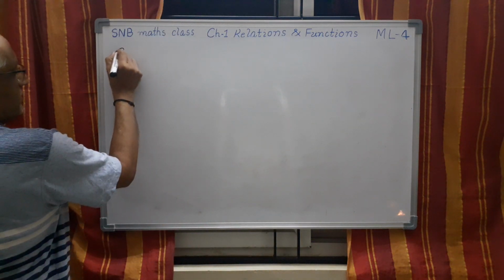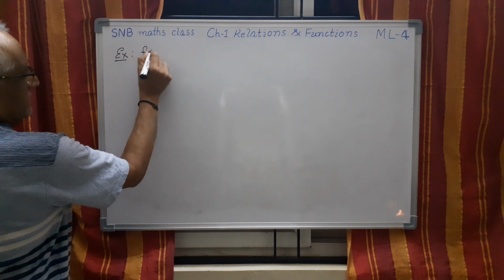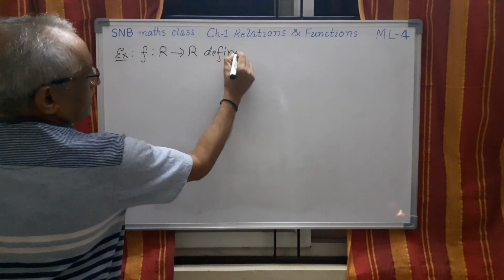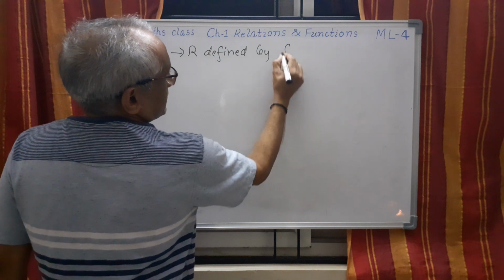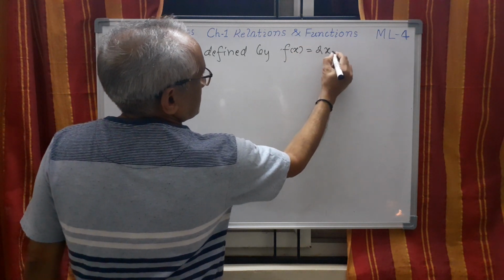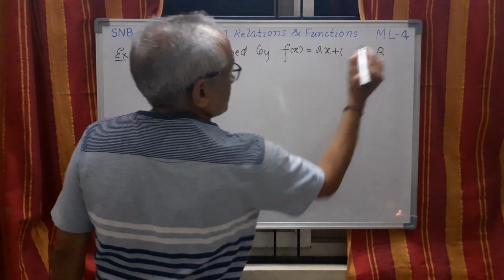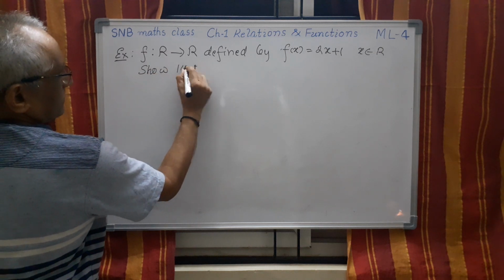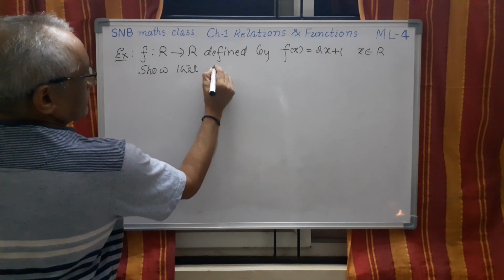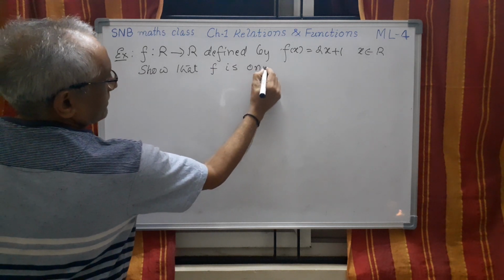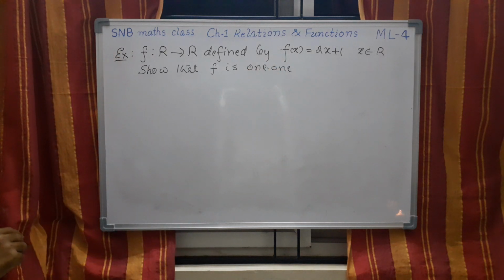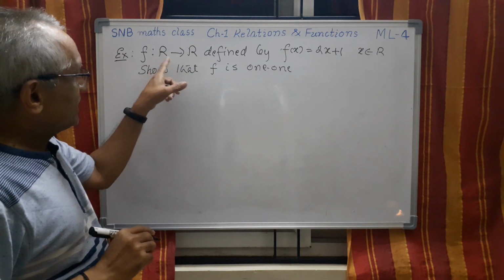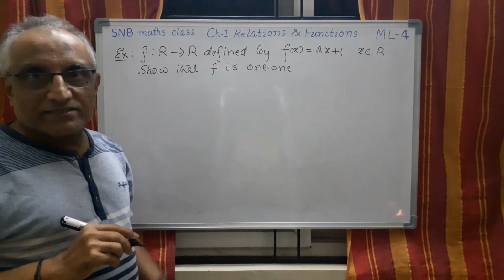So let us take the first example. f is a function from R to R defined by f of x equal to 2x plus 1, x belonging to R. Show that f is one-one. So whenever we want to prove one-one and the given domain and codomain are infinite, this is the procedure you have to do.